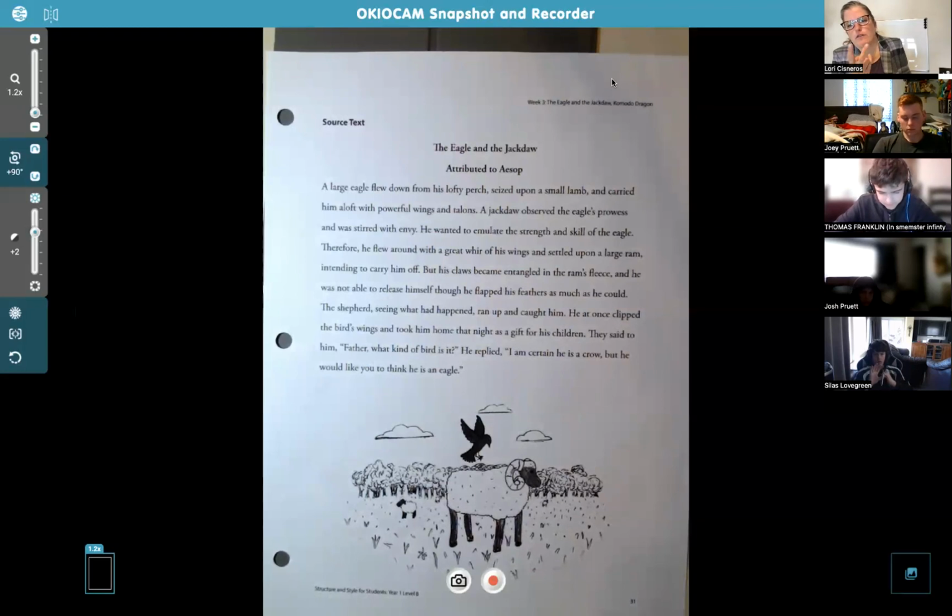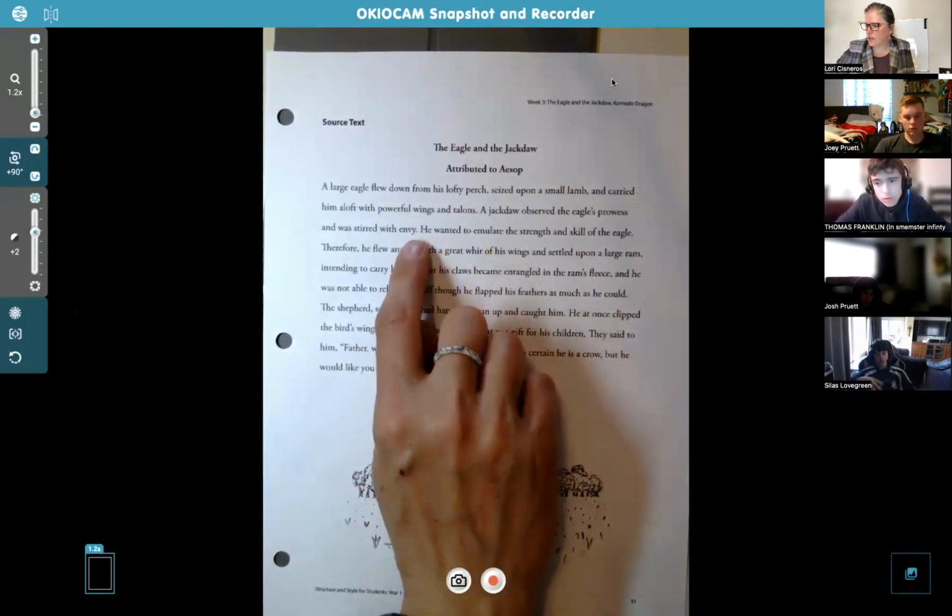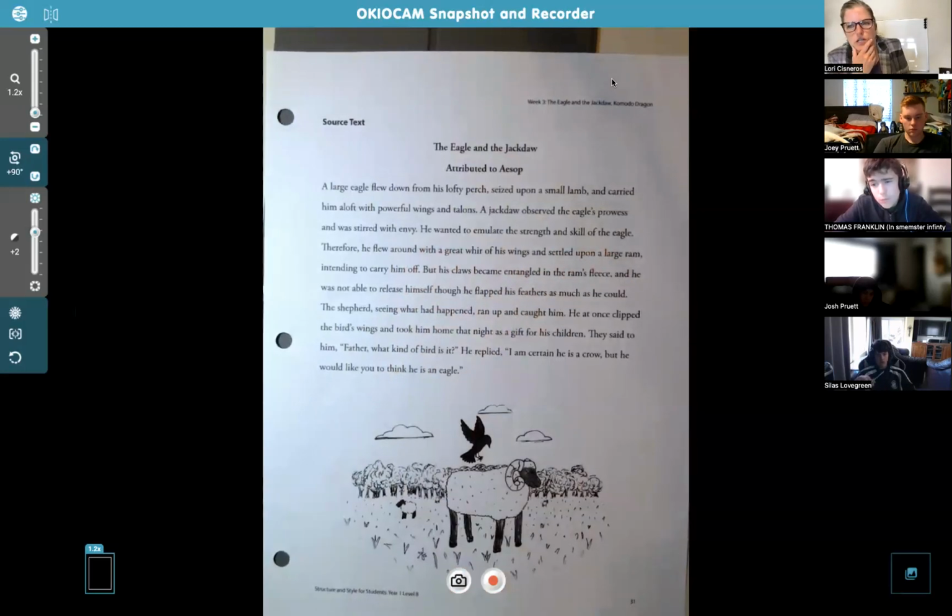Josh, how about your Roman numeral 2 on your outline? What do you have there? I have jackdaw, steered, envy. Okay. Oh, hold on. I think that is, so you should be on this sentence: He wanted to emulate strength. What do you have for that sentence as far as your keywords? That should be your number 2, your regular number 2. Yeah.